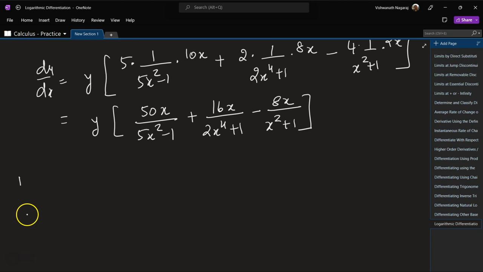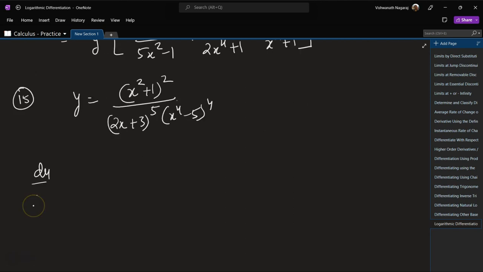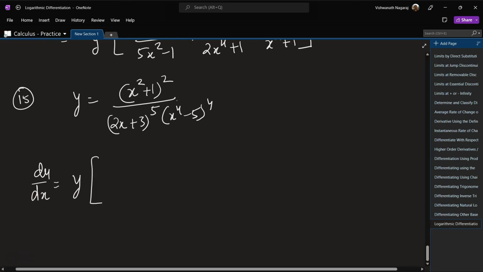Okay, 15th one. Y is equal to x square plus 1 square divided by 2x plus 3 to the power of 5 times x to the power of 4 minus 5 to the power of 4. Okay, so dy by dx is equal to y as it is, and now the natural log of this entire thing, which means natural log of this minus, within brackets, natural log of this plus natural log of this. So that's how the flow will go.